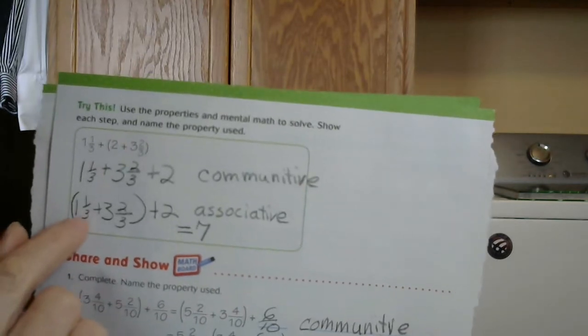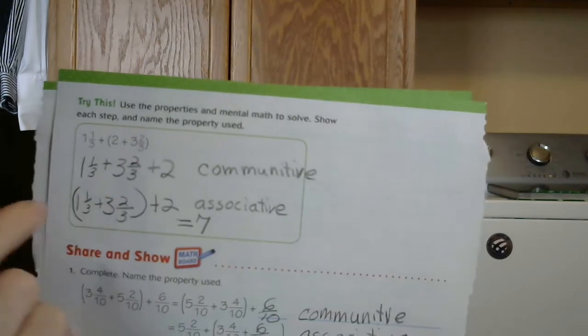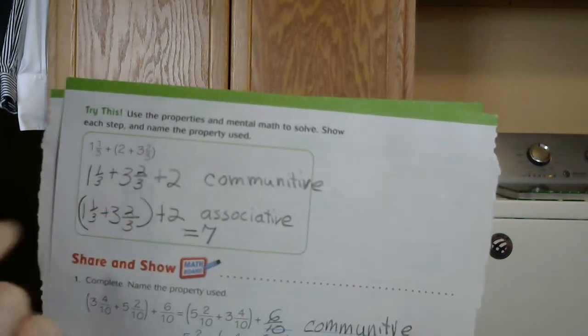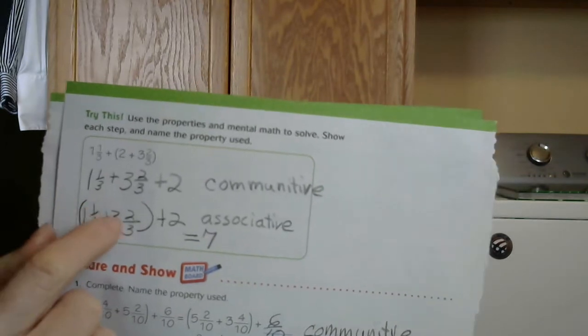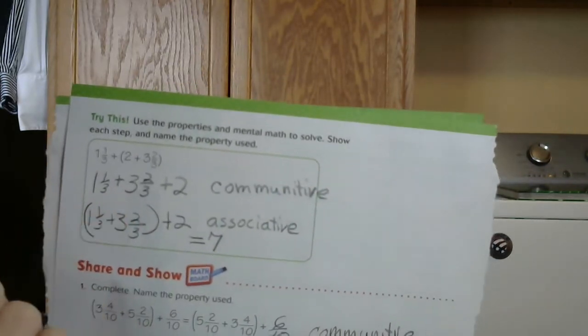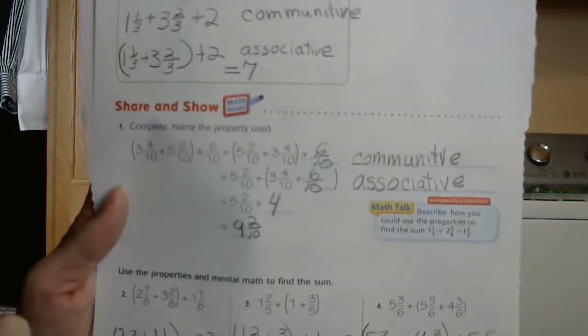Now, when you add 1/3 and 2/3, it becomes 1. And that, by giving the 1 to the 3 and 2/3, makes that 4. So 1 plus 3, 1 plus 4 is 5, plus 2 becomes 7.